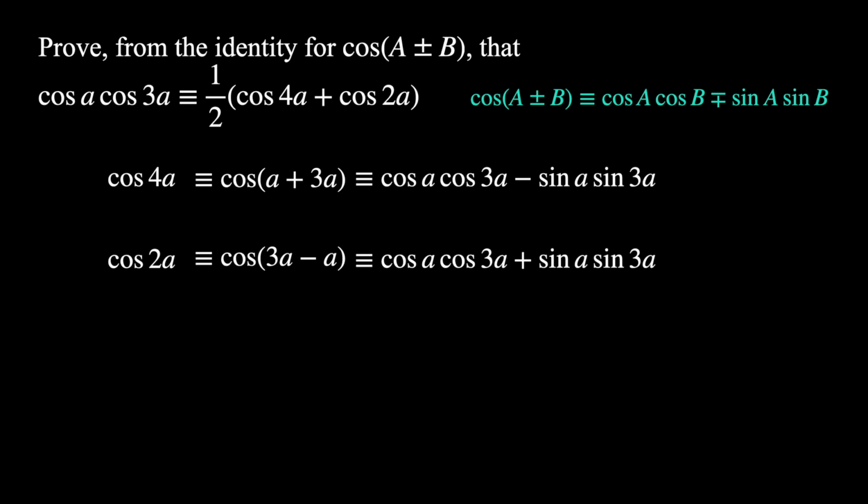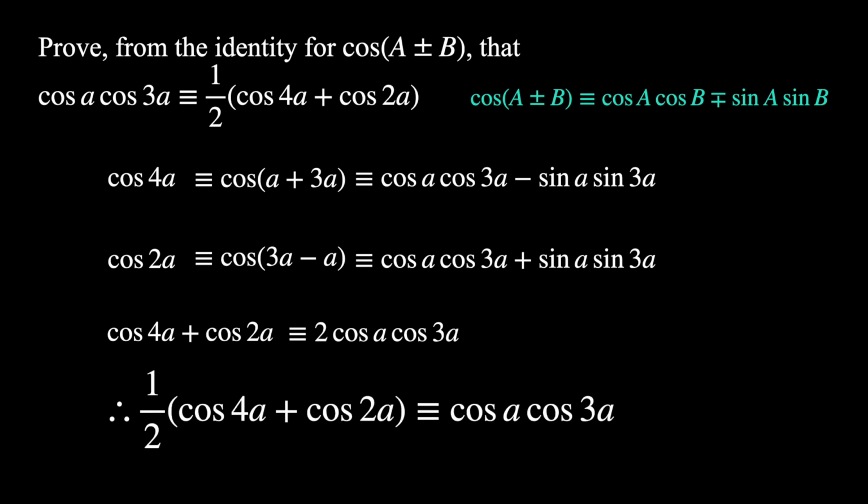Now this is really nice because we can now add these two expressions. So we get cosine of 4A plus cosine of 2A. And notice these terms, including the sine function, they cancel out. So we get 2 cosine of A cosine of 3A. We're almost at this identity. If we just divide by 2, we get a half cosine of 4A plus cosine of 2A is equivalent to cosine of A cosine of 3A. So there you go. No need for an identity crisis today.